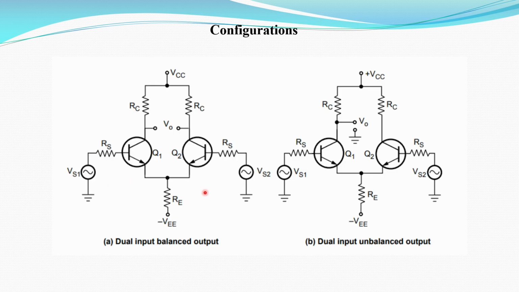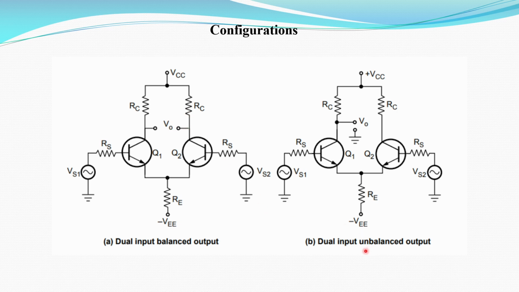Next, I represented the configuration diagrams here. The first configuration is dual input balanced output. Dual input means for both transistors we are connecting two supply sources. They are denoted as VS1 and VS2. Balanced output means for both transistors we are taking the output at the collector terminal. It is denoted as V0. This connection is the balanced output.